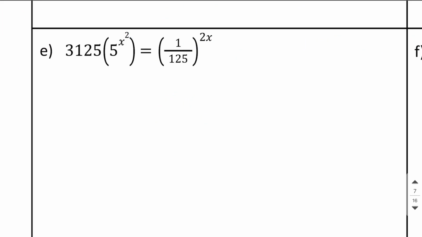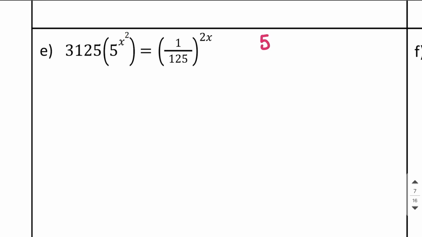Okay, so let's take a look at question E now and see what our common base would be for this question here. And when I look at this, I see I have a 5, and I also have 125, and I know that I can express 125 with a base of 5. So I'm going to think about 3,125.